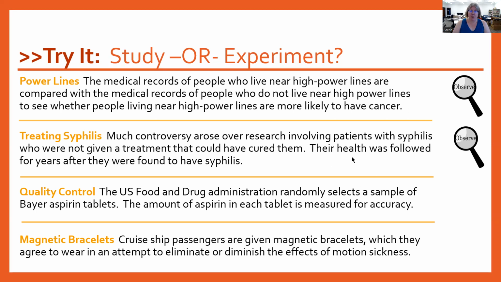All right, quality control. The U.S. Food and Drug Administration randomly selects a sample of Bayer aspirin tablets. The amount of aspirin in each tablet is measured for accuracy. Now, if you know much about the testing for this, then you have to smash up these pills or in some way kind of take them apart, run them through a machine. So they are doing something, but the thing that they're doing has no intent to change the outcome, right?